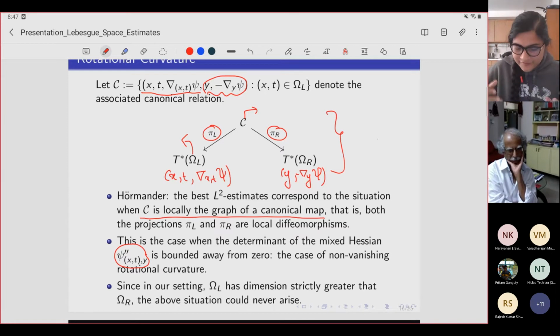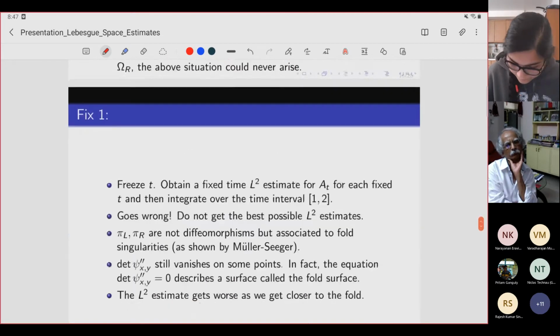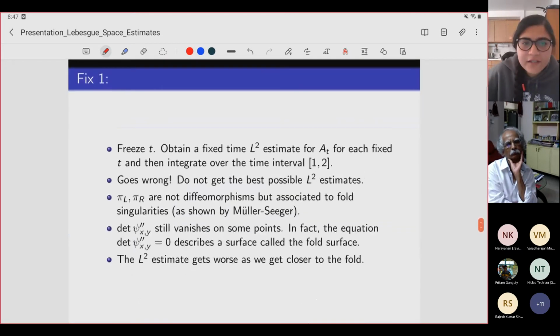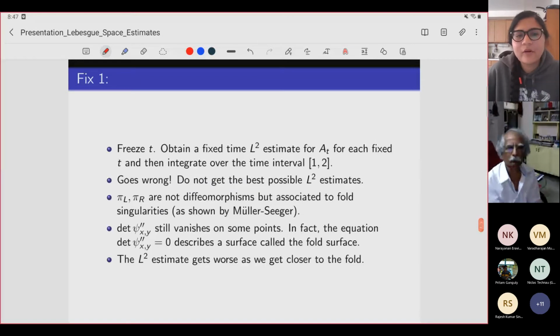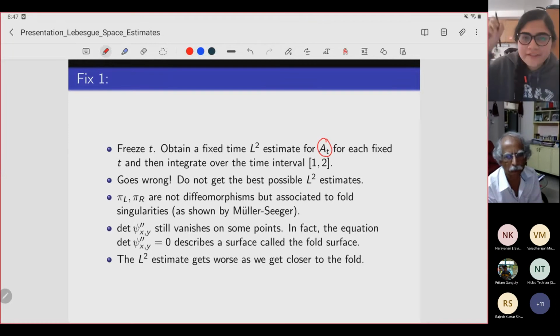The reason we fail is a silly one: you have an extra variable, the time variable. So the most natural fix one might try is to freeze one of the variables, and it's usually t that you freeze, since that seems to be the extra variable. So let's just freeze t, and then we obtain a fixed time L2 estimate for each operator at a fixed t. And then when we want to integrate over t, we are simply integrating over the interval 1 to 2, so let's just integrate that trivially and do nothing. That's the most natural choice.